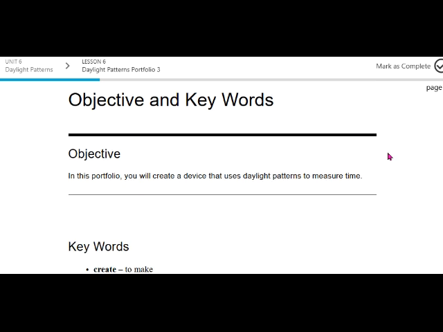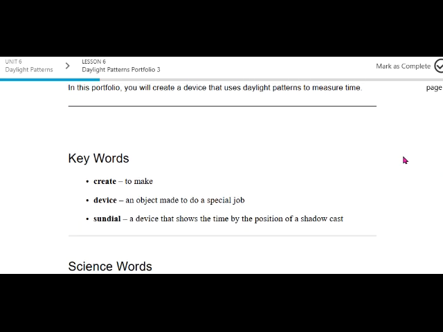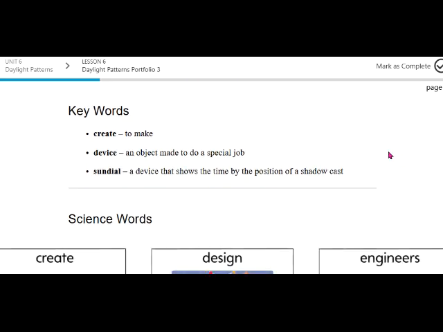Objective. In this portfolio, you will create a device that uses daylight patterns to measure time. Here are the keywords from this lesson. Create means to make. Device is an object made to do a special job. And a sundial is a device that shows the time by the position of a shadow cast.